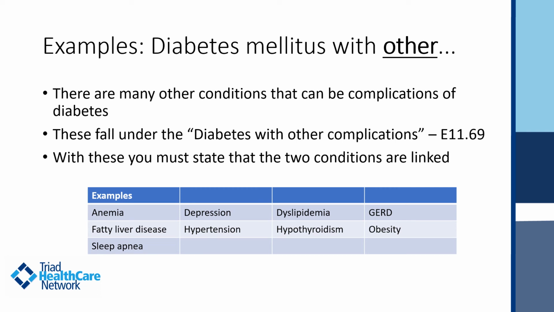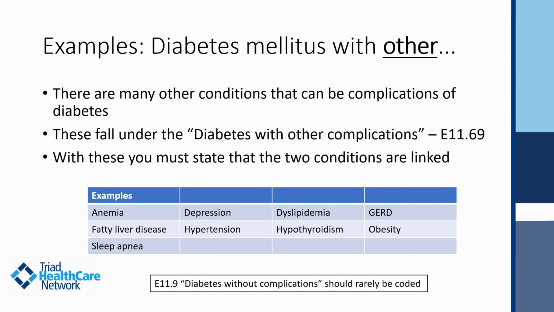And so that's a really important reason to be sure to capture the E11.69 when patients have these other codes. And it turns out that in reality, E11.9, diabetes without complications, should probably rarely actually be coded. Most patients are going to have either one of the with complications or one of the other complications with diabetes. And you just have to remember how to code them both correctly.